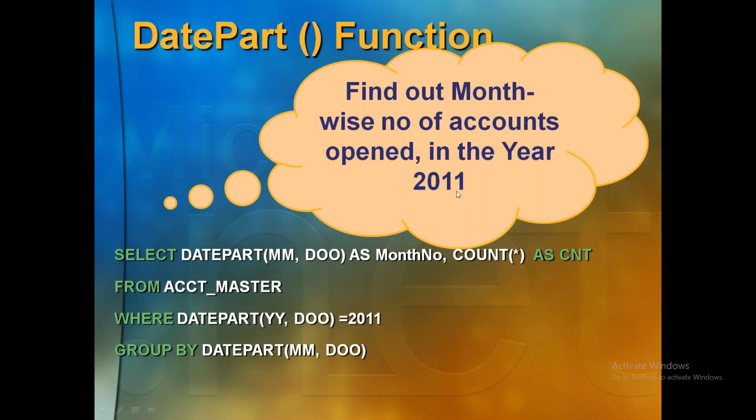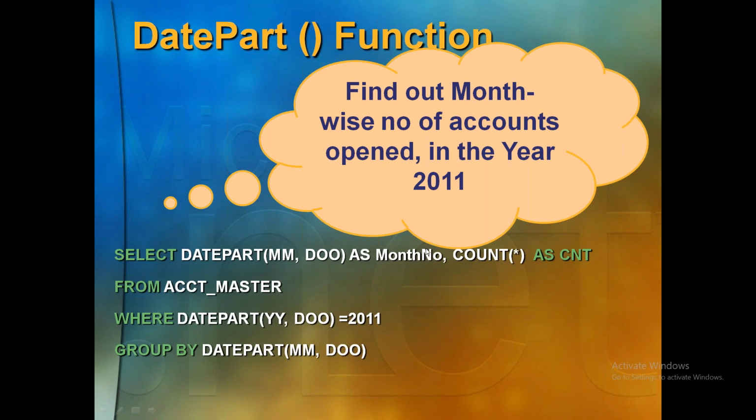So all these things need to be practiced. Find out month-wise number of accounts opened in the year 2011. Display the data based on the month number in ascending or descending order. If they say that, then definitely, without a month number, here we have a month number.